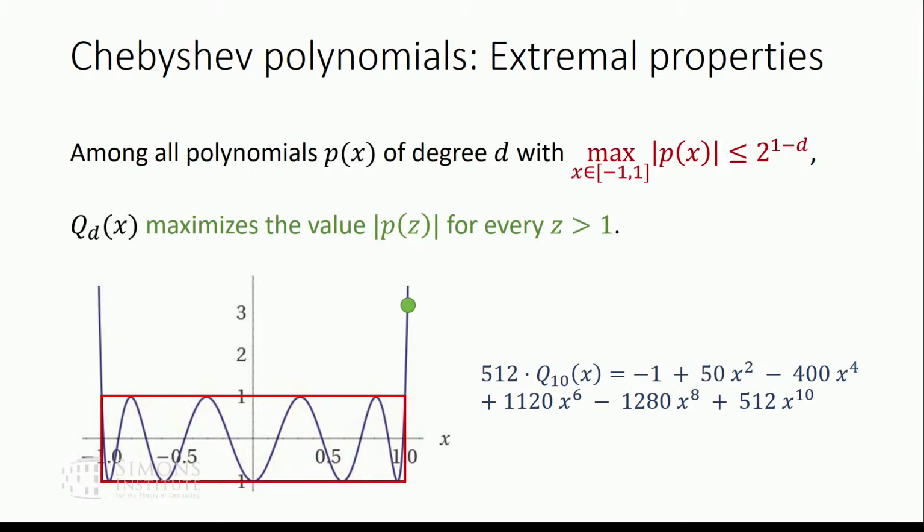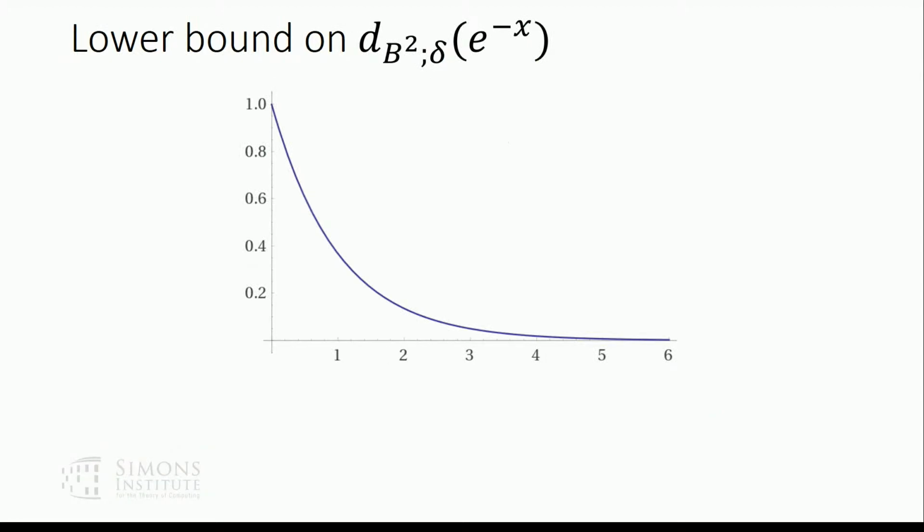Okay, so why is this relevant to approximating exponentials? Let me give an example of how we can use this extremal property to show a lower bound on the degree needed to approximate e to the minus x. Here's a picture of e to the minus x, and if we had a polynomial that was going to approximate this, it would at least have to have two properties. The first is that over here in the tail, it can't be more than delta away from e to the minus x, so to the right it has to stay within this red box. And then all the way to the left, it has to get quite large, close to 1, like e to the 0.